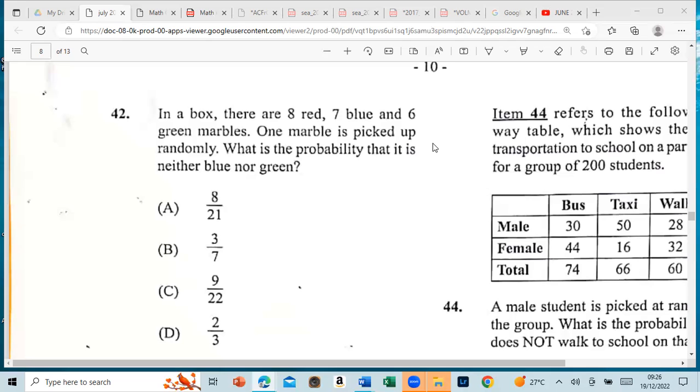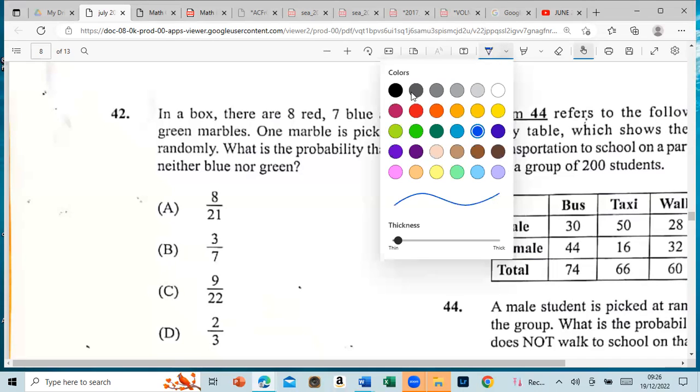Alright, so 42 says, in a box there are 8 red, 7 blue, and 6 green marbles. One marble is picked up randomly. What is the probability that it is neither a blue nor a green? Alright, so let us see how we can approach this one. First read the question carefully. Put this in a block.